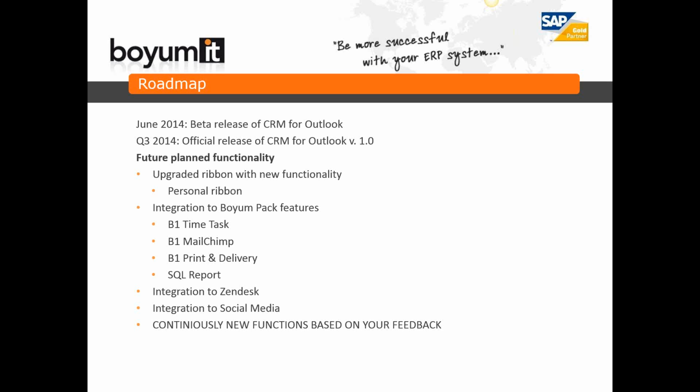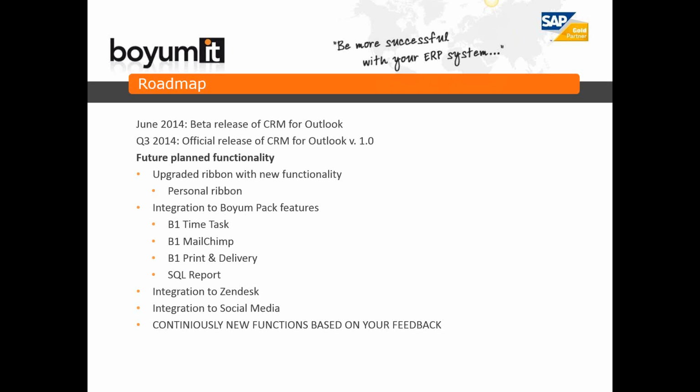I will say one thing that is not listed in the slides and is very important, and I would say three things. First of all, if you want a license for the product, you do not need to get a license for B1UP. Boyum Pack is not related to this product in any way or form. This is a separate license, and you do not need a Boyum Pack license to any of the products in order to run CRM for Outlook.